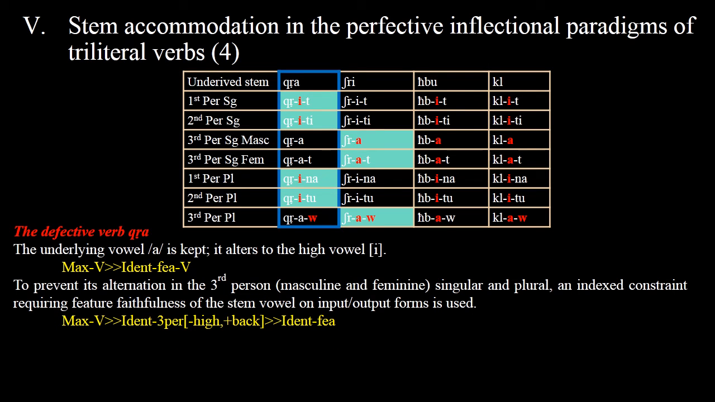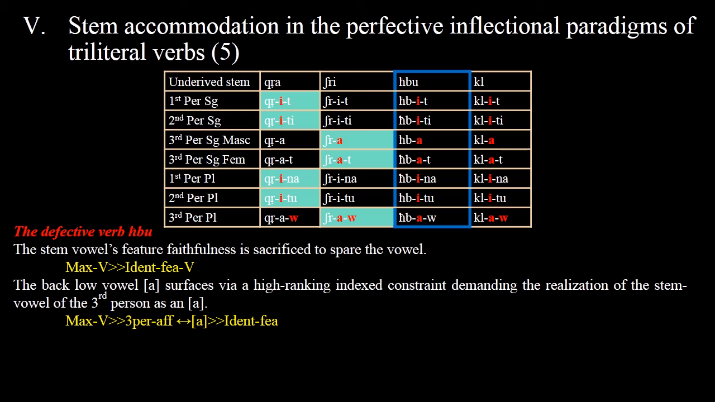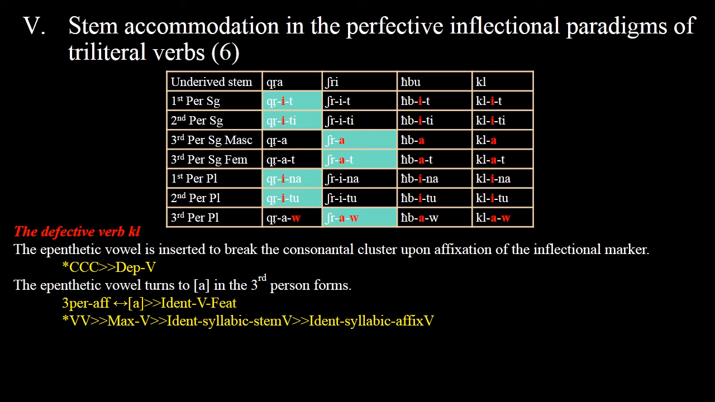The defective verb qra. The underlying vowel a is kept. It alters to the high vowel e. To prevent its alternation in the third person, singular and plural, an index constraint requiring feature faithfulness of the stem vowel on input-output forms is used. The defective verb bo. The stem vowel's feature faithfulness is sacrificed to spare the vowel. The back low vowel a surfaces via a high-ranking index constraint, demanding the realization of the stem vowel of the third person as an a. The defective verb kill.